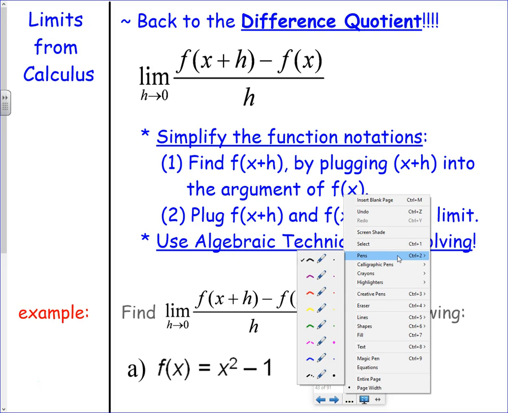This limit definition of a derivative was the answer to the tangent line problem. Ooh, this is an important formula.